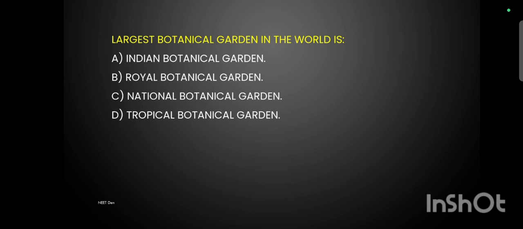Question, largest botanical garden in the world is? Options: A, Indian Botanical Garden, B, Royal Botanical Garden, C, National Botanical Garden, D, Tropical Botanical Garden. The answer is B, Royal Botanical Garden in England.